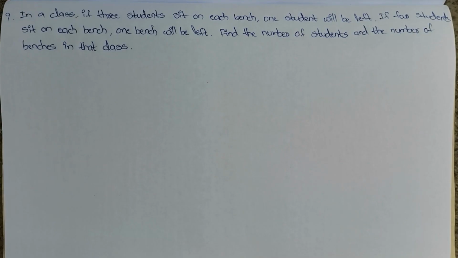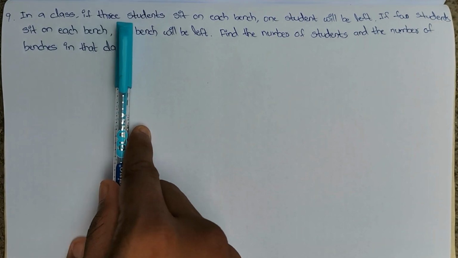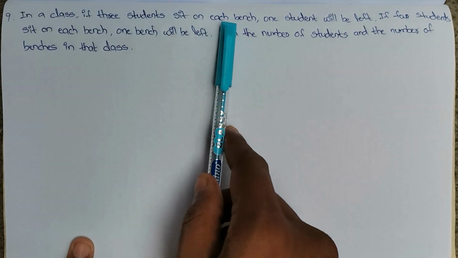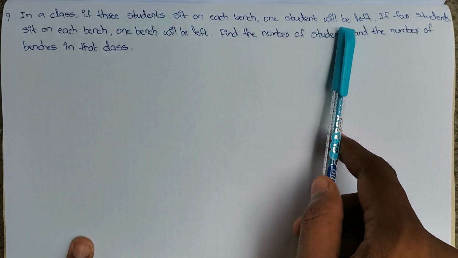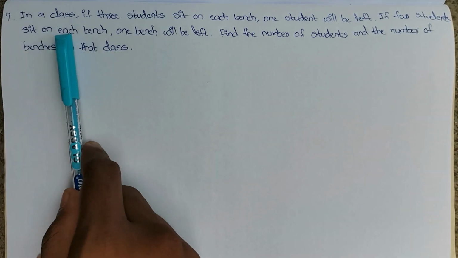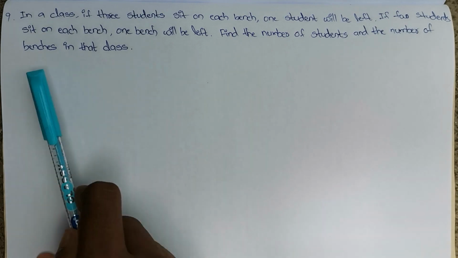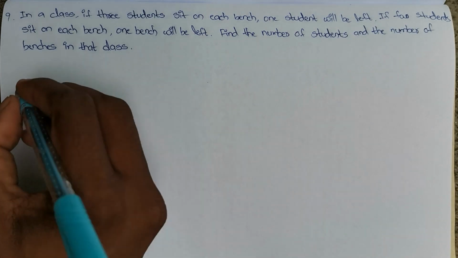Okay, let us discuss the last problem in this exercise. In a class, if 3 students sit on each bench, 1 student will be left. If 4 students sit on each bench, 1 bench will be left. Then find the number of students and the number of benches in that classroom.